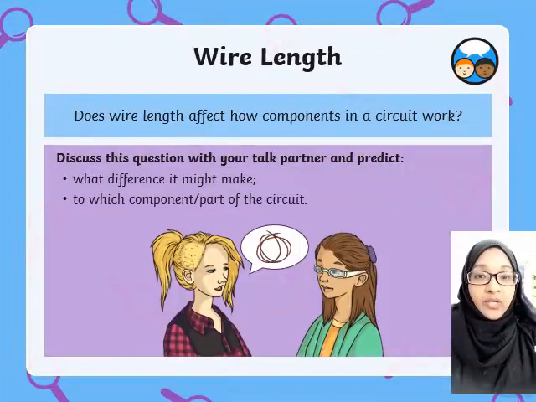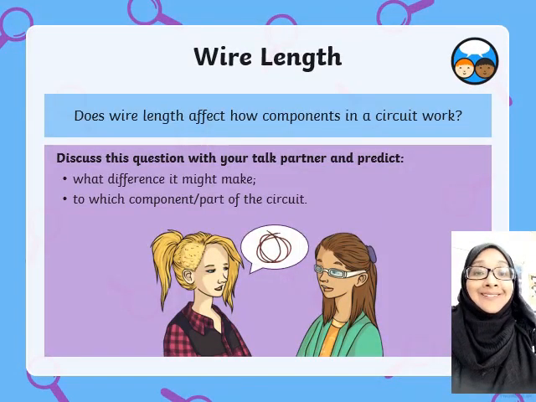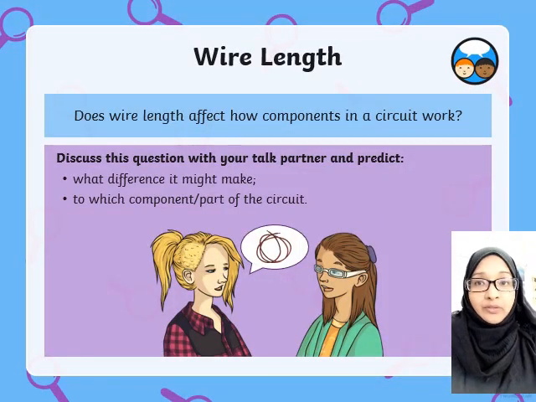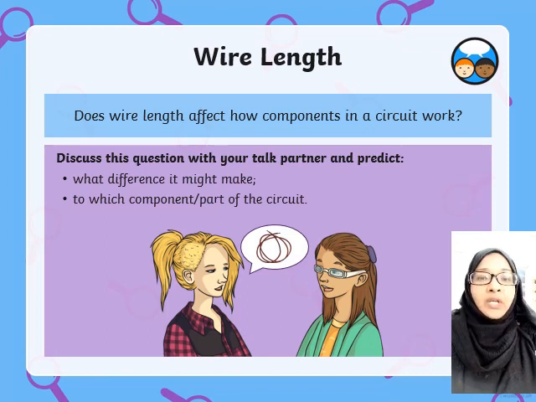Okay, so the question we are going to be investigating is, does wire length affect how components in a circuit work? And in this case, the component we're talking about is, let's just say, a light bulb. Do you think if we use shorter wires, the bulb would be brighter or dimmer than if we use longer wires? I want you to think about what your answer is going to be and write your prediction down.